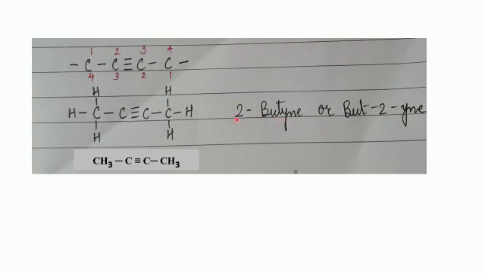So the number you will use as prefix. You will use a small horizontal line to separate it from the name. So the name will be 2-butyne, or we can write it as but, horizontal line, the number that is 2, again a horizontal line, and yne. So but-2-yne can also be the name of this compound.